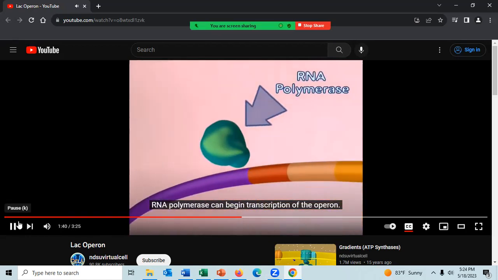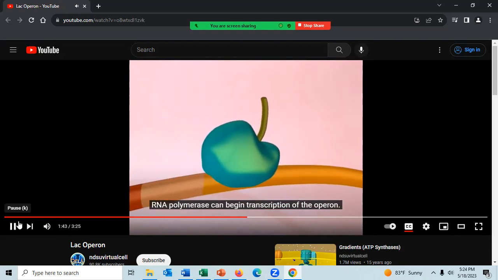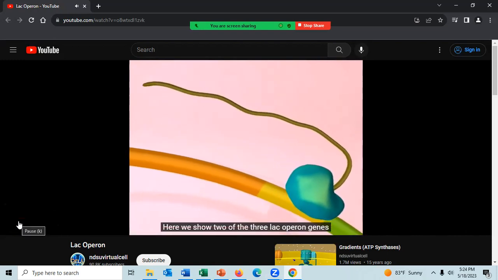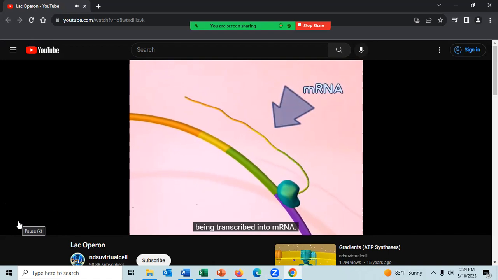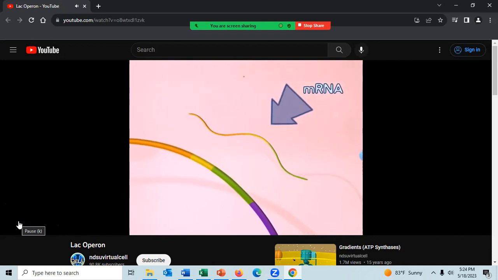Region. At this point, RNA polymerase can begin transcription of the operon. Here we show 2 of the 3 lac operon genes being transcribed into mRNA.